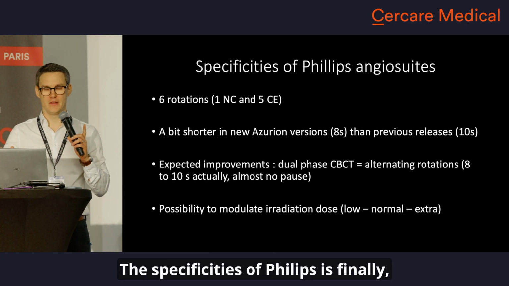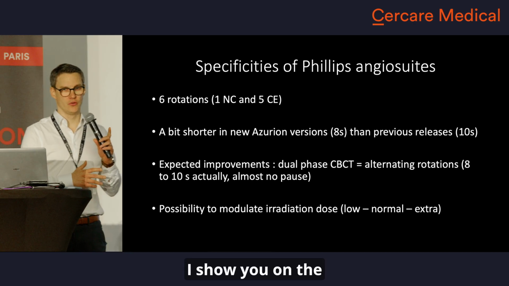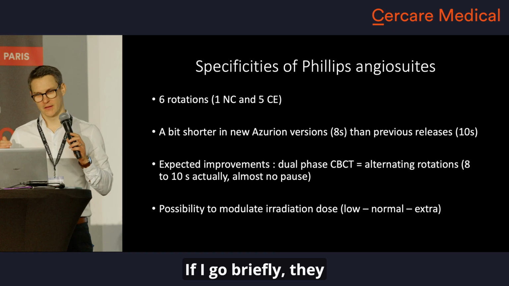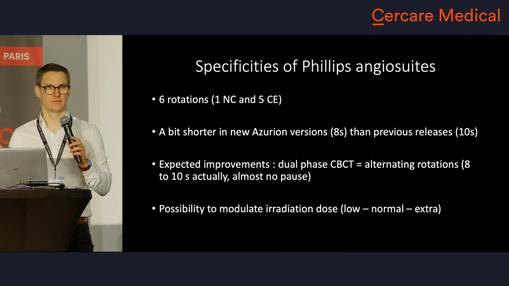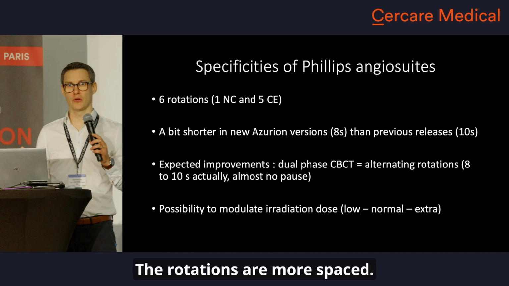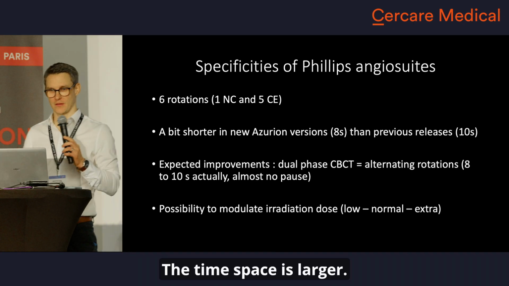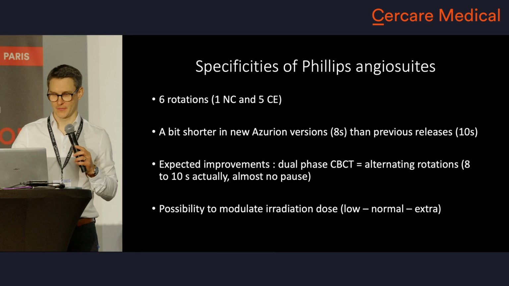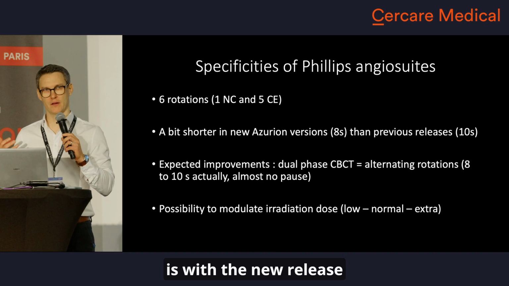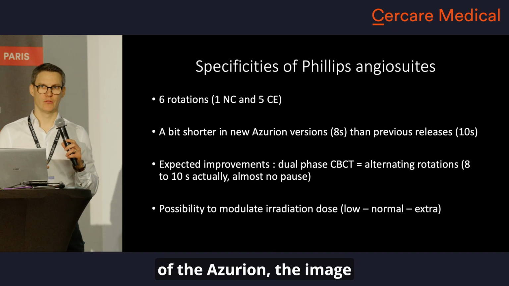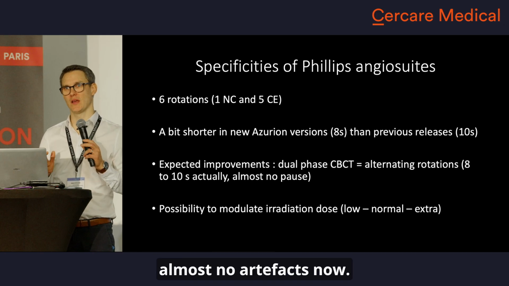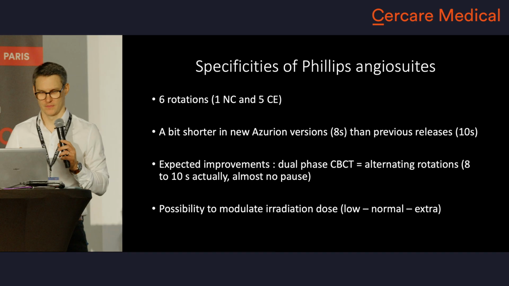The specificities of Philips, finally, I showed you on the first slide some details. If I go briefly, they do less than Siemens. They do fewer rotations. The rotations are more spaced in time, the time space is larger. And maybe the only thing is that with the new release of the Azurion, the image quality is very impressive. So at least we have almost no artifacts now.